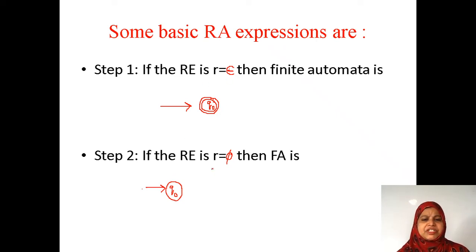If any regular expression consists of the null symbol, here epsilon is different and the null symbol is different. If any regular expression has the null symbol, then that particular automaton has only one state. This is the initial state only, this is not the final state, right? Q naught is the initial state, that's it. Whereas for epsilon, Q naught is the initial state and Q naught is the final state.